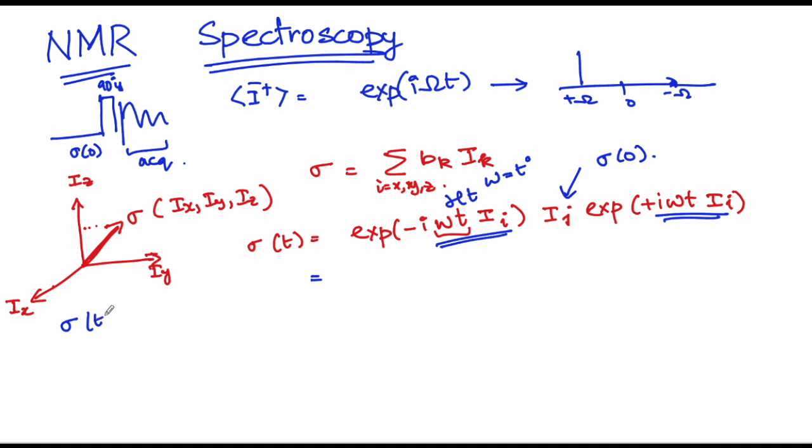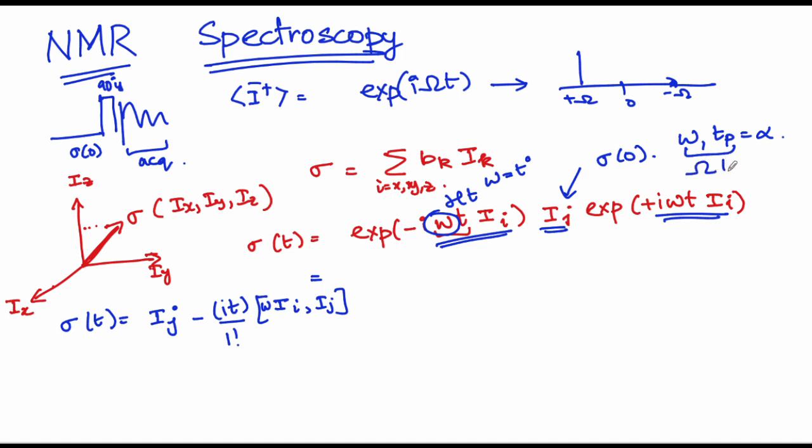Why don't we try to expand it, where sigma 0 is Ij, minus i t by 1 factorial times the commutator of Ii, Ij. But remember that omega is also part of the Hamiltonian, so omega will be here. I'm not committing to what is omega and what is t. If you're trying to get a flip angle, then omega tau p will be equal to alpha. On the other hand, omega tau p could also be capital omega I times t, which could be a chemical shift type evolution, which we saw in the previous lecture. So let me write the solution in the form of a BCH formula expansion.